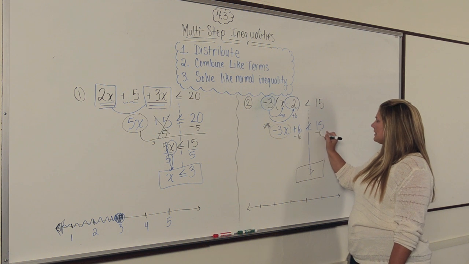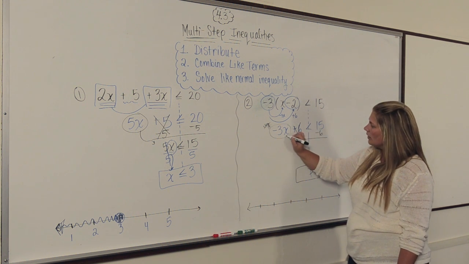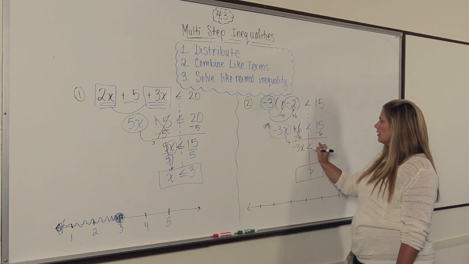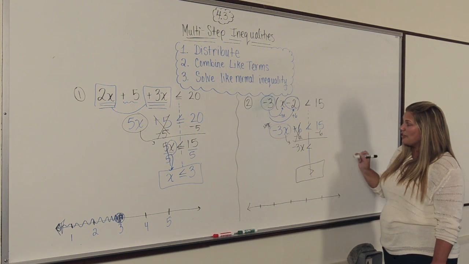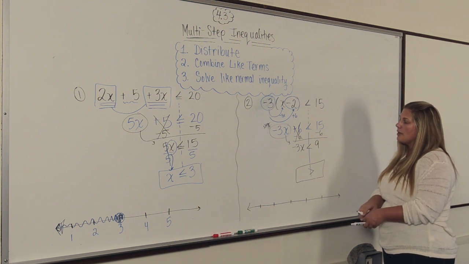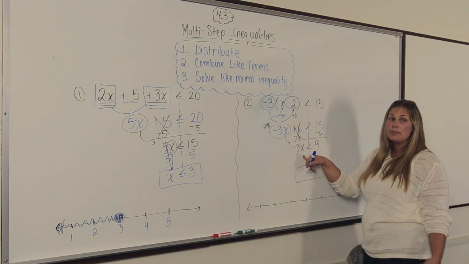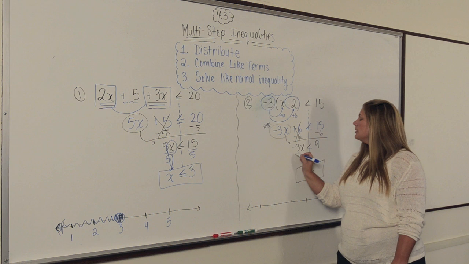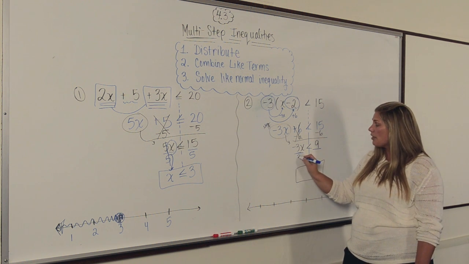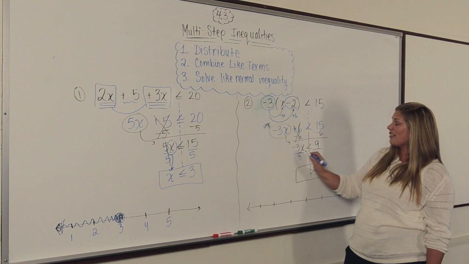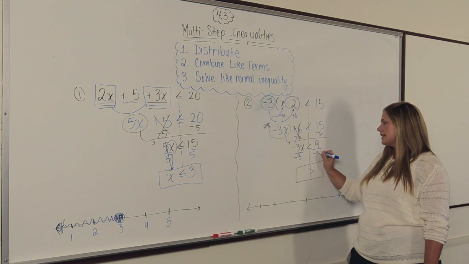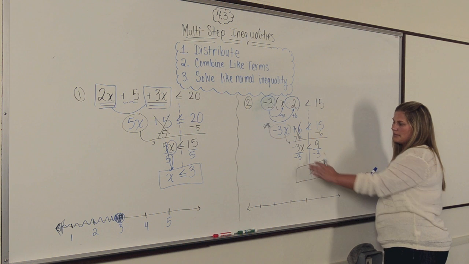To get rid of a plus 6, I have to subtract 6. So I'm still going to bring down that negative 3x is less than 15 minus 6, I get 9. For my final step, I still have x multiplying. To get rid of multiply, I need to divide, and not just by 3, but I also need to get rid of the negative. So I'm going to divide both sides by negative 3.